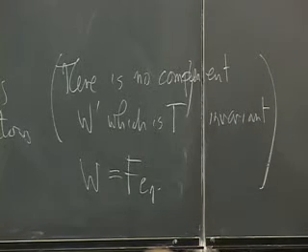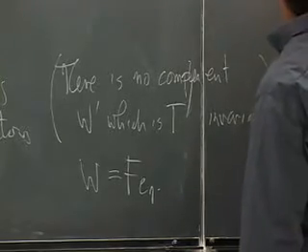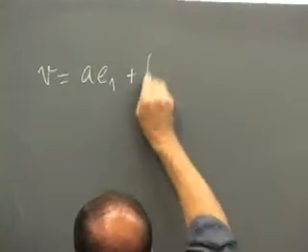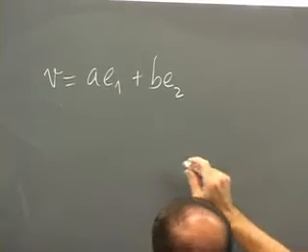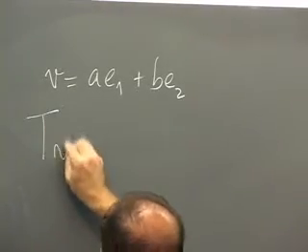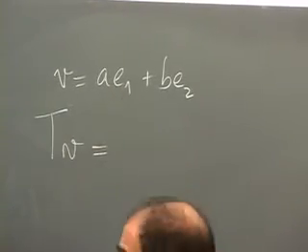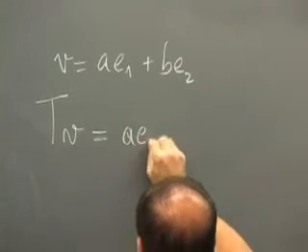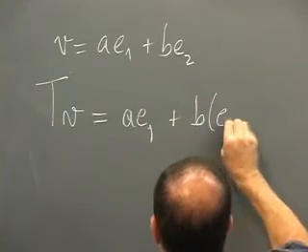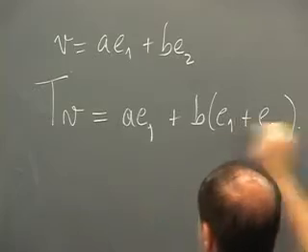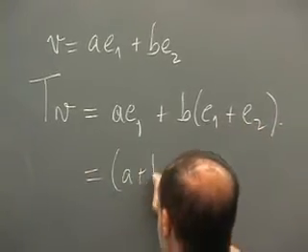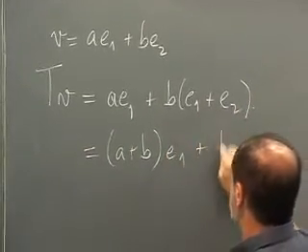Okay, let's convince ourselves of that. Well, let's see what it would mean to be an eigenvector. Suppose V, which was A E1 plus B E2, and we apply T to it. Well, T of E1 is E1, so we get A E1 here, plus B times E1 plus E2. So it's equal to A plus B times E1 plus B times E2.